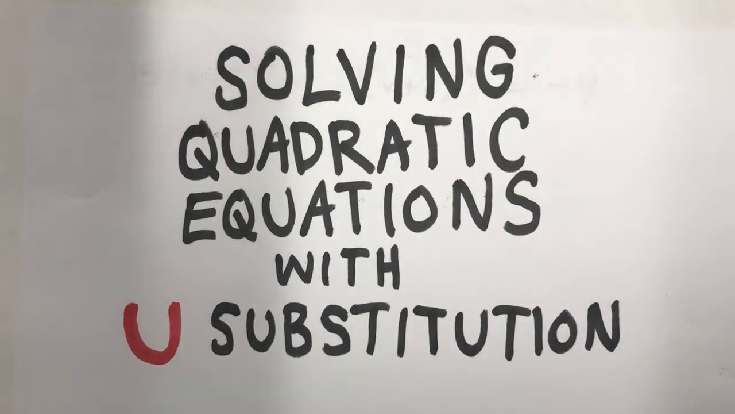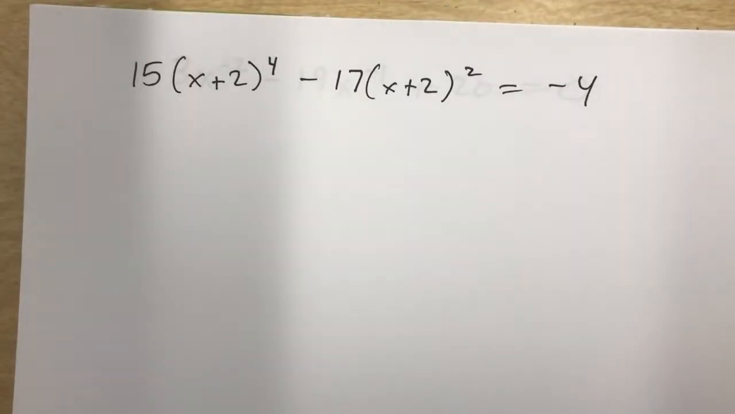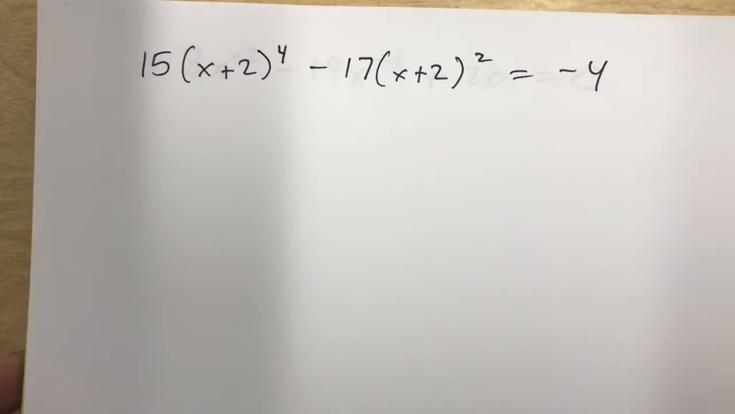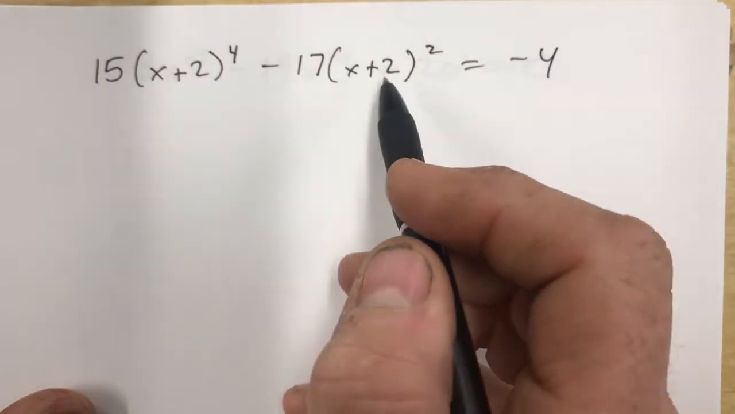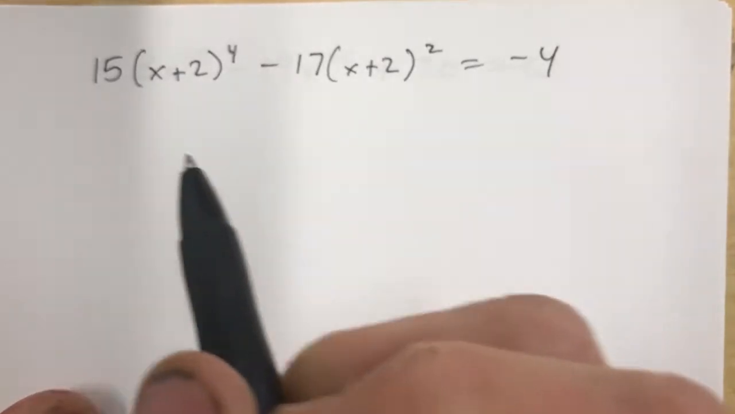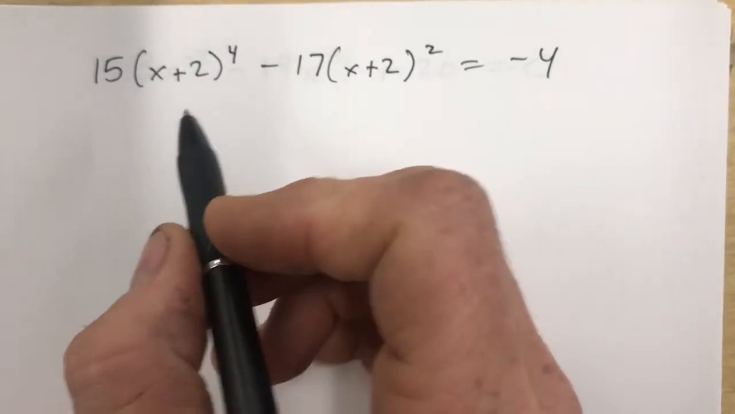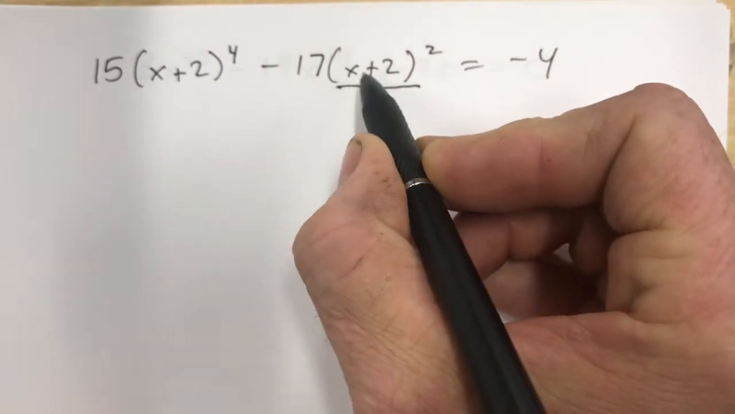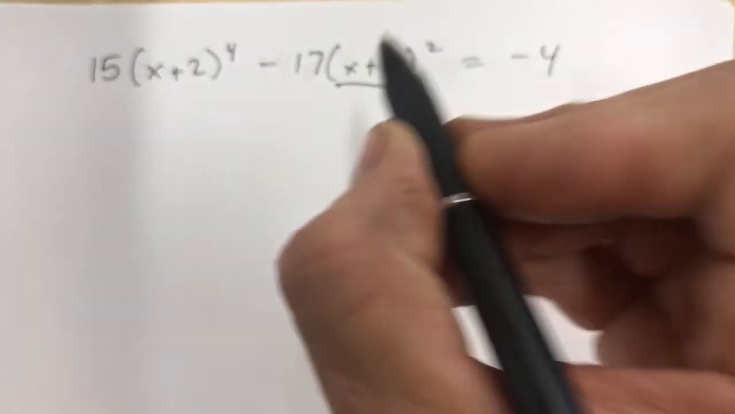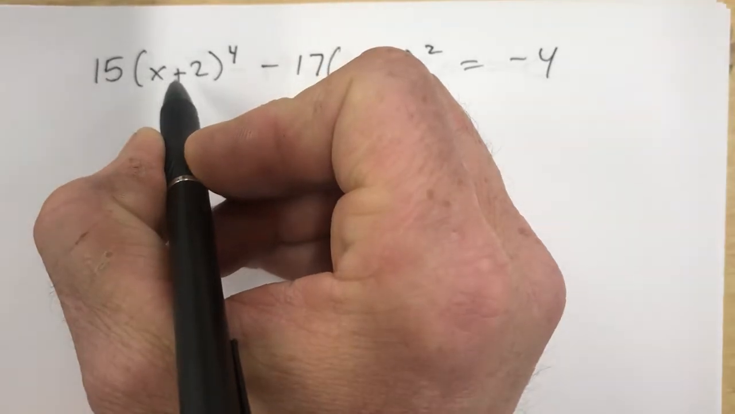All right, in this video we're solving quadratic equations with the U substitution. Sometimes we have an equation that looks like this right here, where we've got a very complicated process with this being to the fourth power, this being squared. But if I look deeper into this problem, I realize right here that this x plus 2 squared, if I square this, I get that term there.